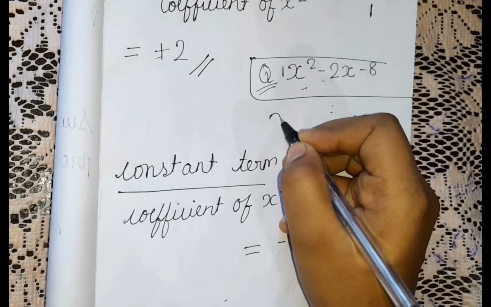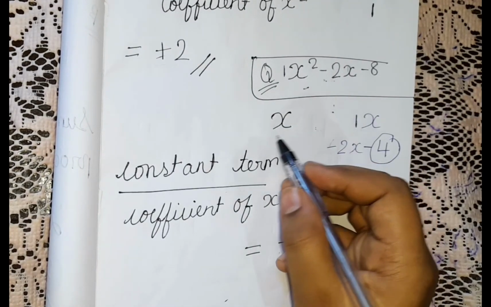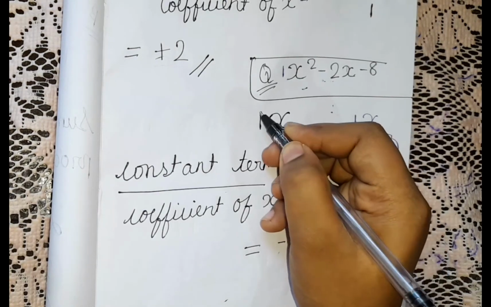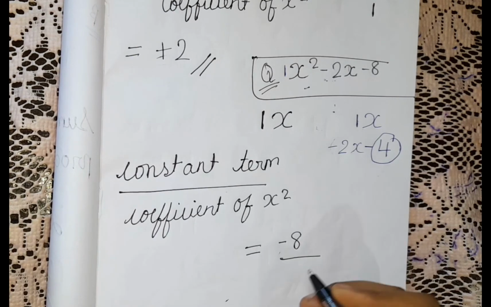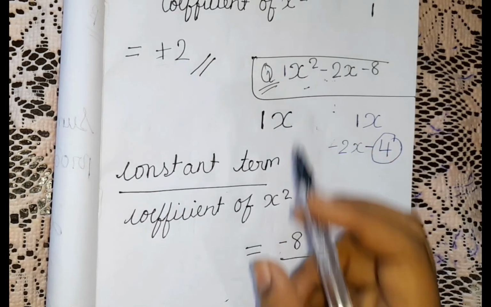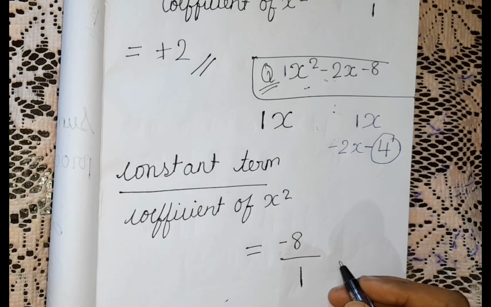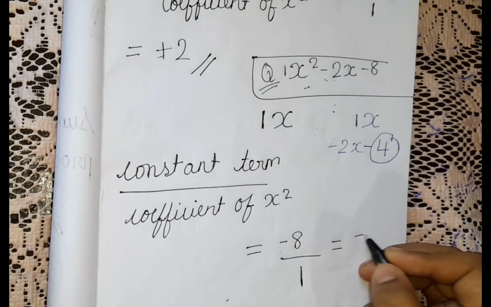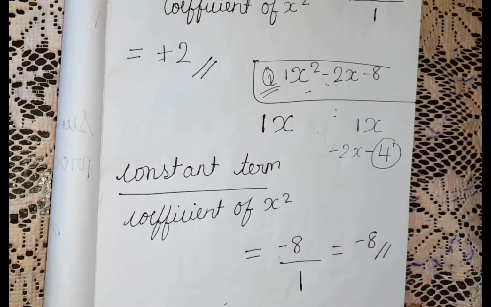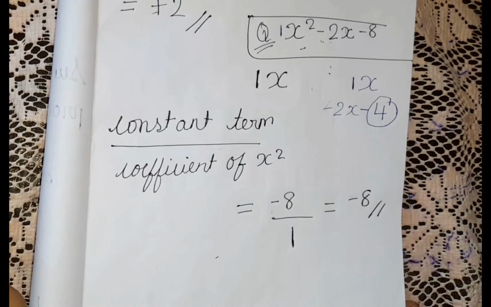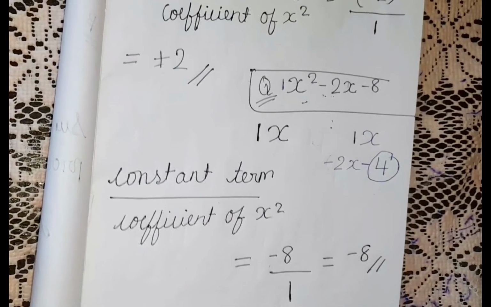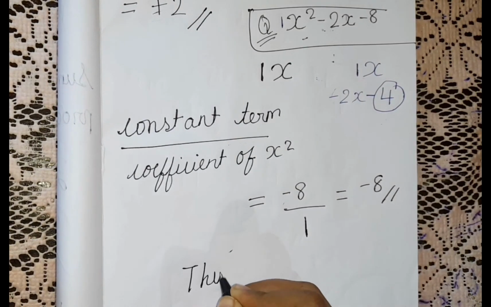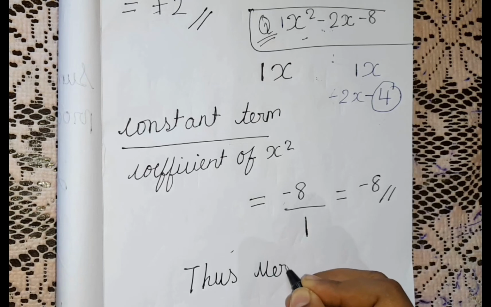For any variable, for example x, if it is not having a coefficient, then we take 1 as its coefficient. So divided by the coefficient of x square, which is 1. Instead of writing minus 8 divided by 1, we can just write minus 8. Why? Because 1 is common. Now we verified all those by using the formulas. We just verified everything. So we are going to write thus verified.